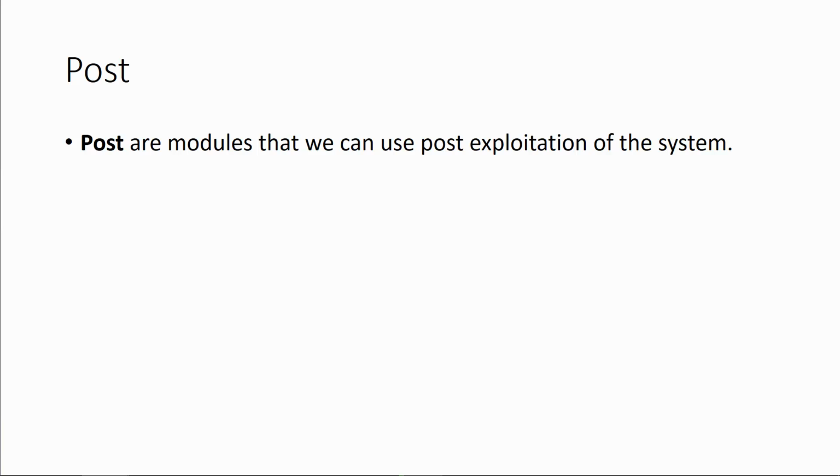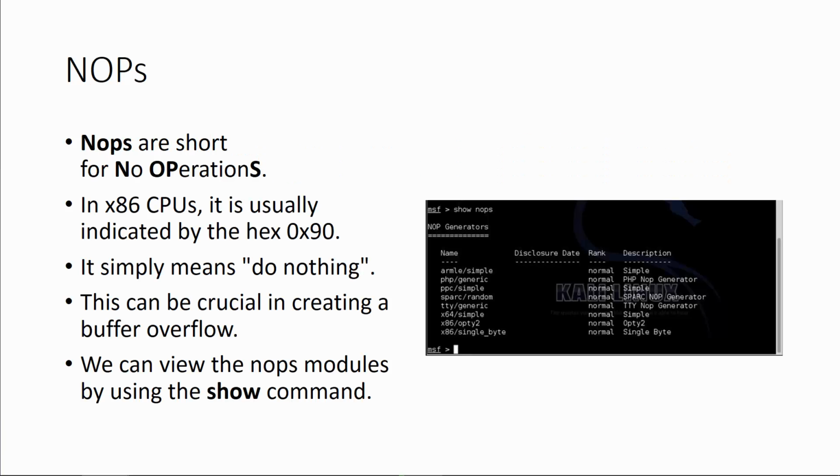Next is posts, and posts are modules that can be used post exploitation of a system, meaning afterwards. NOPs are short for no operations. In an x86 CPU, it's usually indicated by the hex 0x90 code. It simply means do nothing. This can be crucial in creating a buffer overflow. We can view the NOPs options by doing a show command in our MSF console.